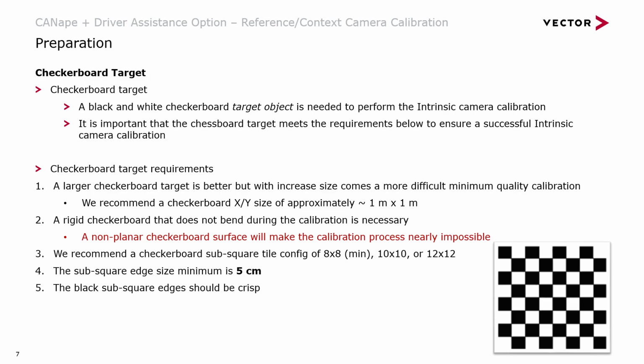The subsquare or tile minimum edge dimension is 5 centimeters. The black subsquare edges should be crisp and not blurry.